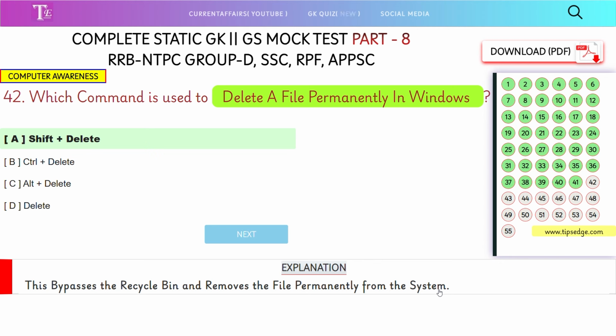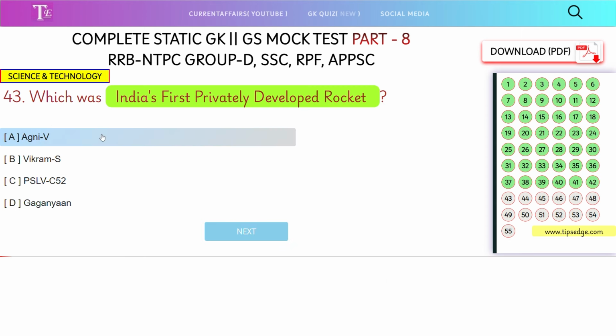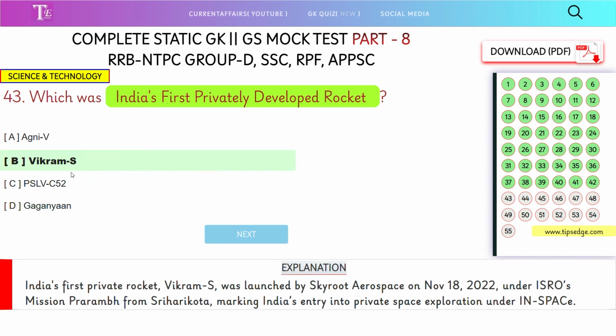Now moving to the 43rd question. Which was India's first privately developed rocket? Answer: Vikram S.